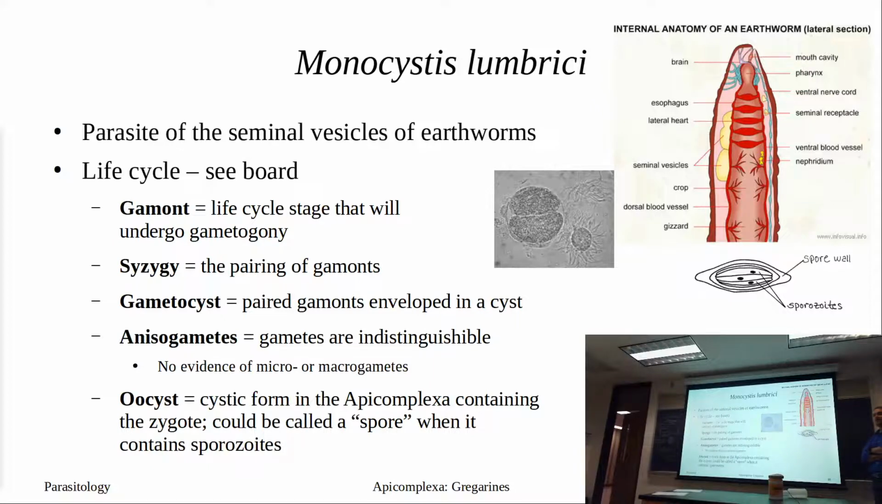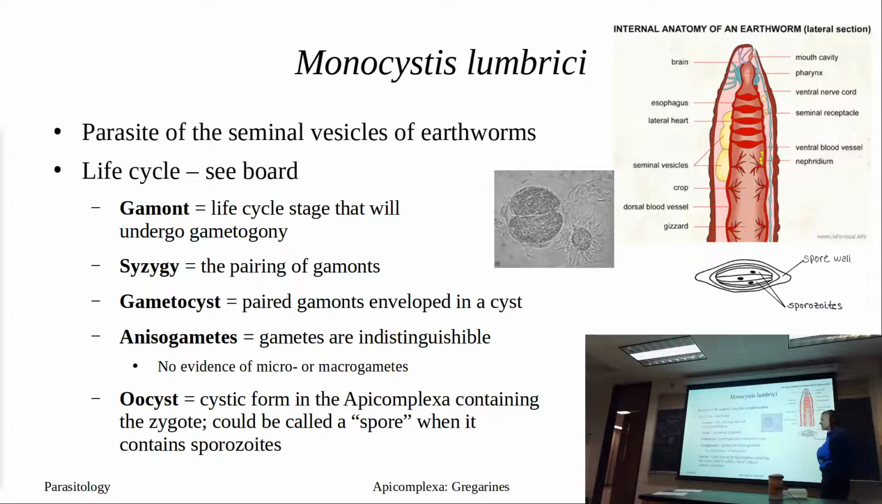So go back to botany. Some of you had botany, right? Those of you who haven't, you will learn micro and macro gametes. Micro and macro gametocytes. Right? No evidence of that here. They're indistinguishable. That's isogametes.